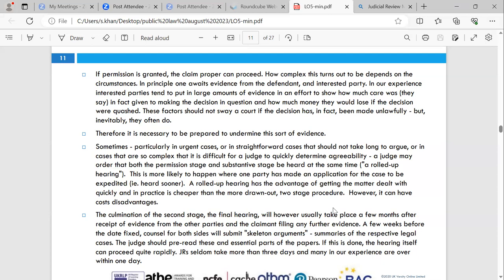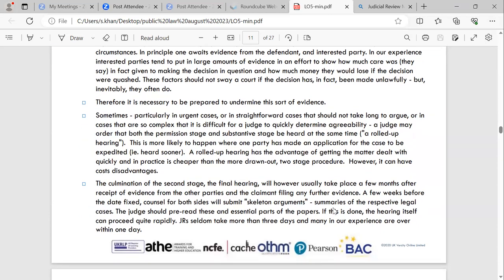The culmination of the second stage, which is the final hearing, will usually take place a few months after the receipt of evidence from the other parties and the claimant filing any further evidence. A few weeks before the date fixed, counsel for both sides will submit skeleton arguments, summaries of the respective legal cases, and the judge pre-reads these and essential parts of the papers. If this is done, the hearing itself can proceed quite rapidly. Judicial reviews seldom take more than 3 days, and many in our experience are over in 1 day.